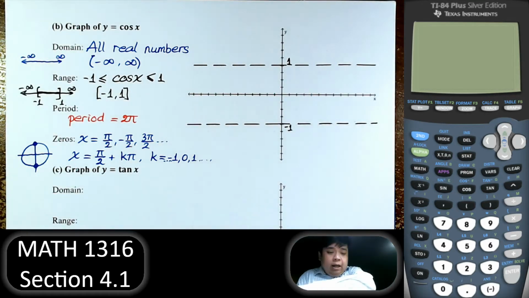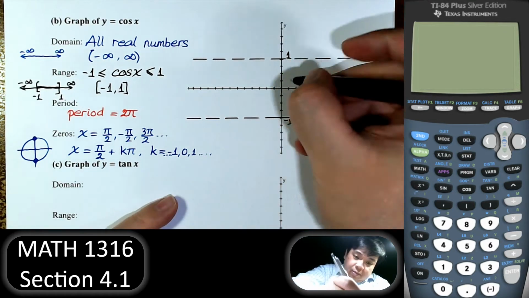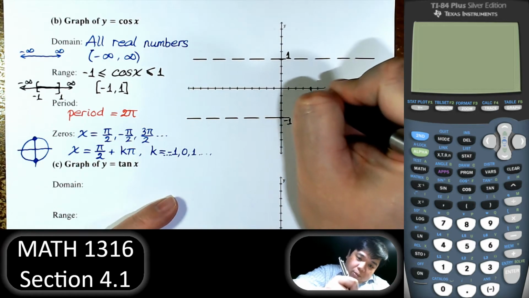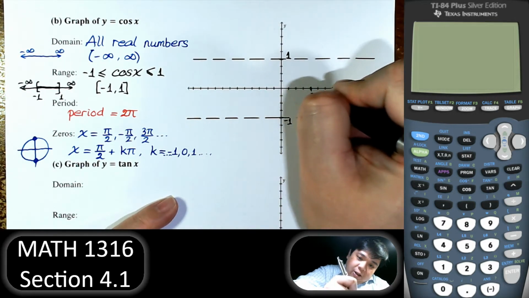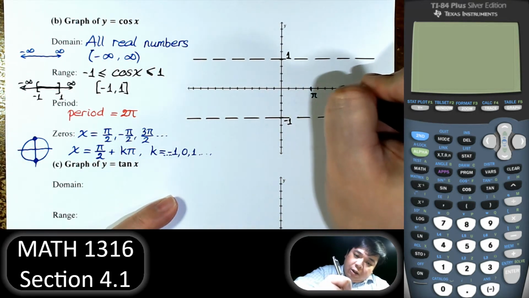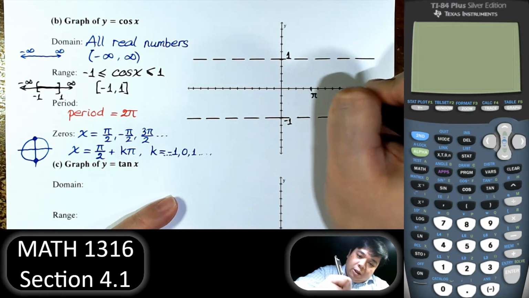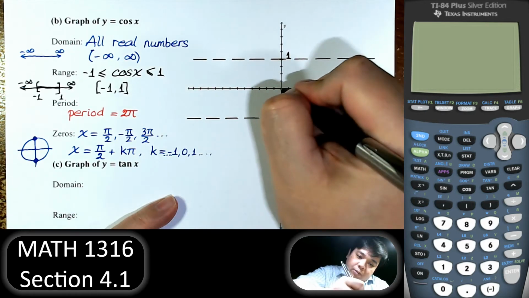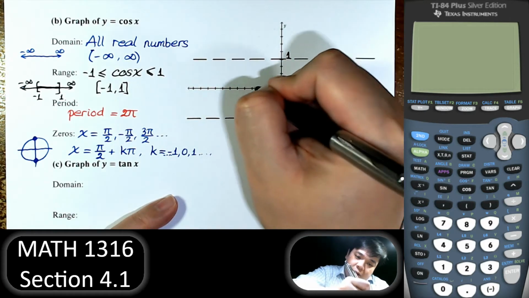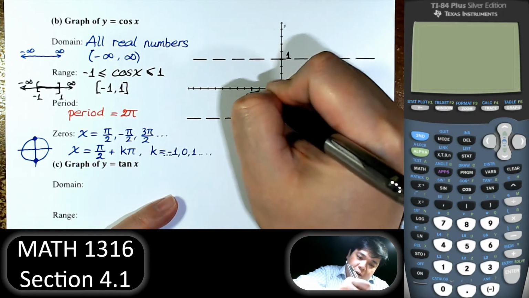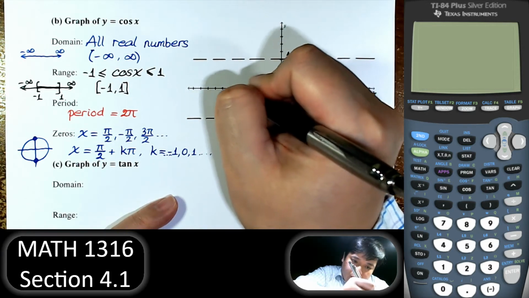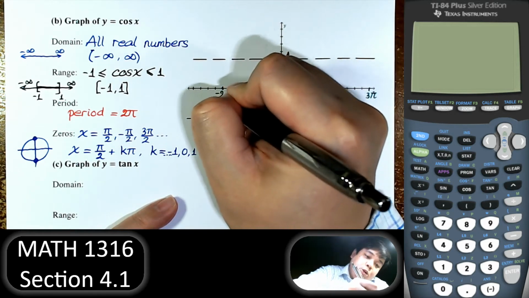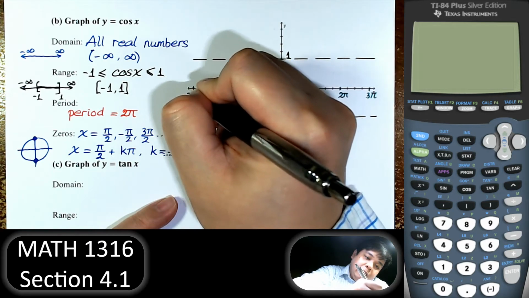Right. And then let's say it'll be pi, 2 pi, 3 pi, 0, -pi, 1, 2, 3, 4, -2 pi, -3 pi.